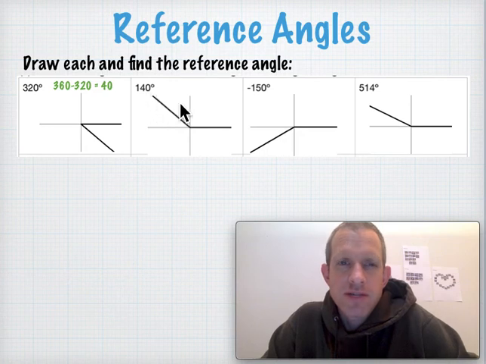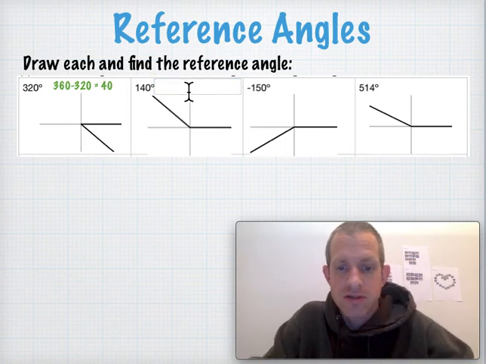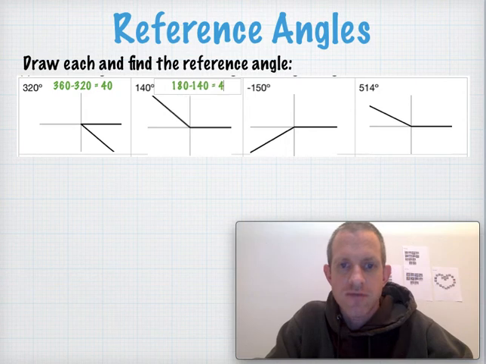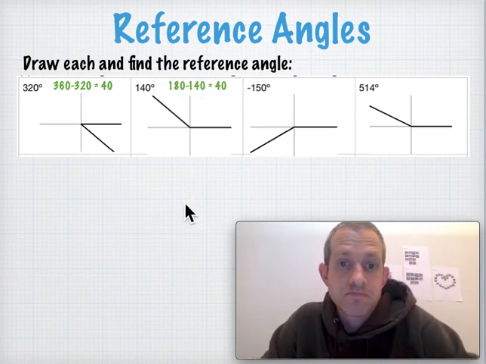140 degrees, that was actually the example we started off class with. So here it is drawn, and that is between 90 and 180. And what I want to know is how close to 180 it is. And so I'm going to have to subtract 180 minus 140 to get a 40-degree reference angle.